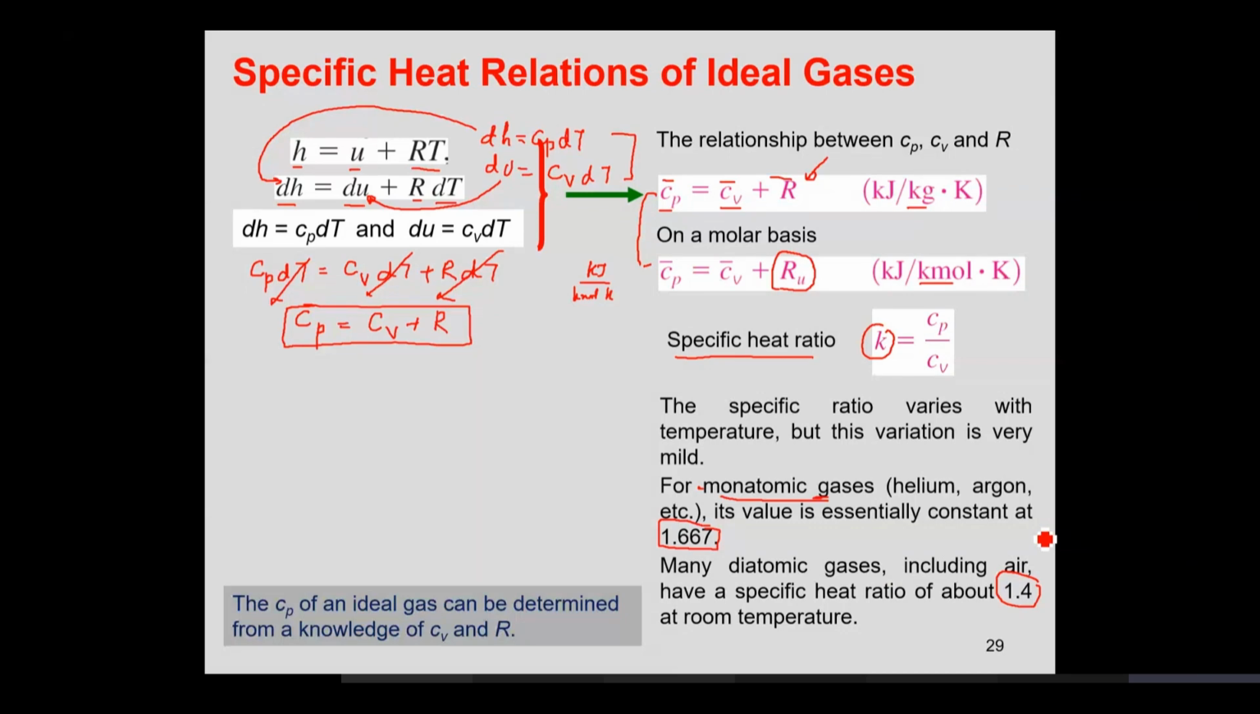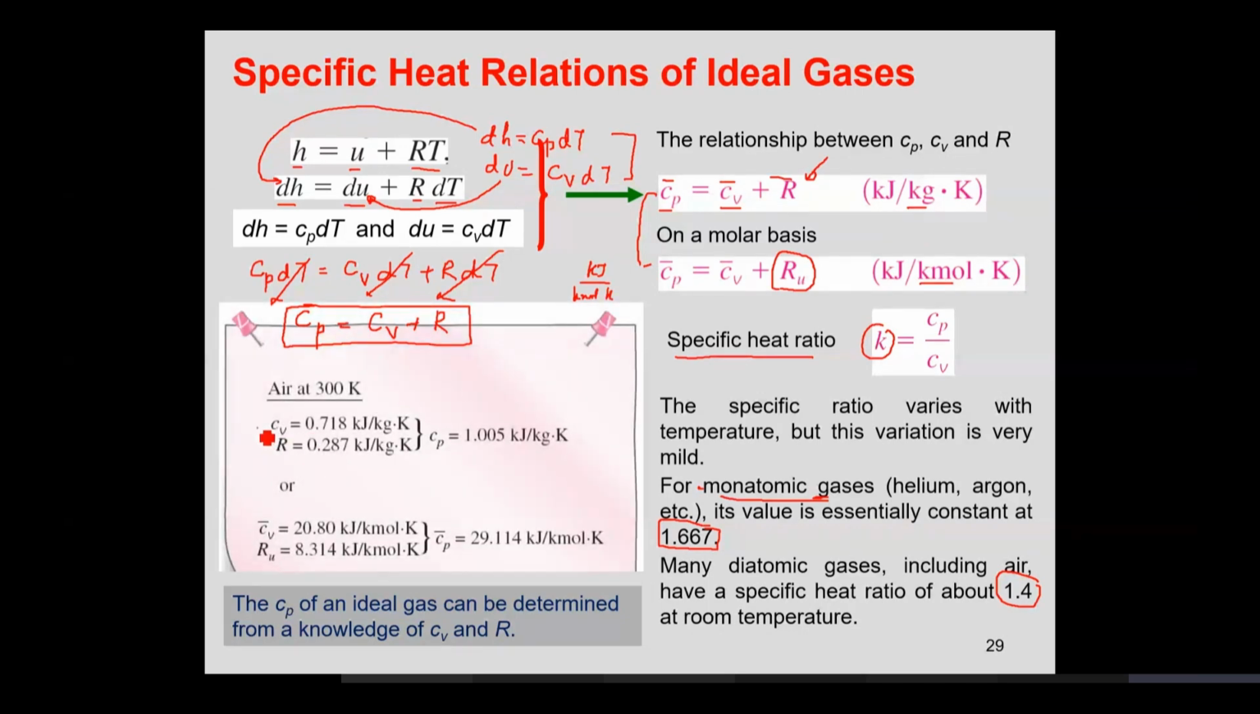So the Cp of an ideal gas can be determined if you know the Cv and R values. Let's say Cv is given for air at 300 Kelvin, R is known to me, and both are per kg. Then Cv plus R would give me the Cp value. Or if I have per mole values, Cv per unit mole is 20.80 and Ru I know is 8.314 per kilomole. I'll have the per kilomole value of Cp as the summation of the two values. Is it clear? Yes, sir. All right. Clear.